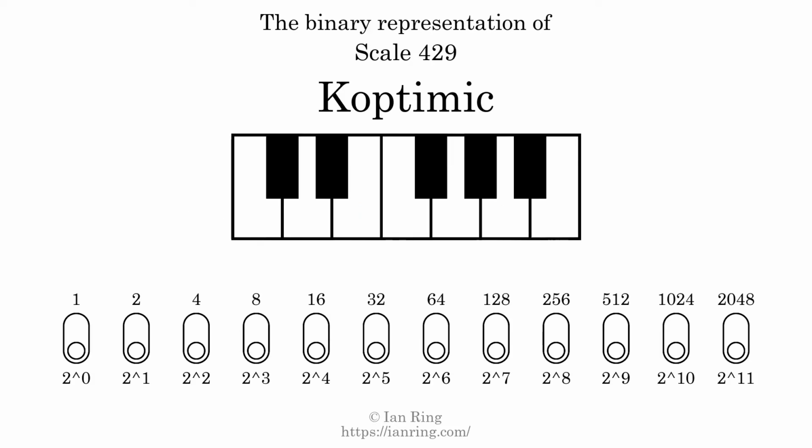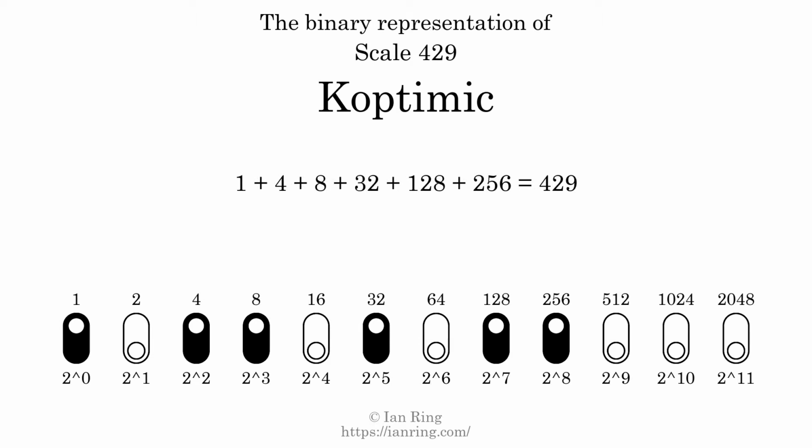The binary representation of this scale is determined by mapping tones of the scale to binary digits. Each binary digit represents a power of 2. To get the scale number, we add the powers of 2 together. The powers of 2 that are present in the scale, all added together, equals 429. That is why the scale number, in decimal, is 429.